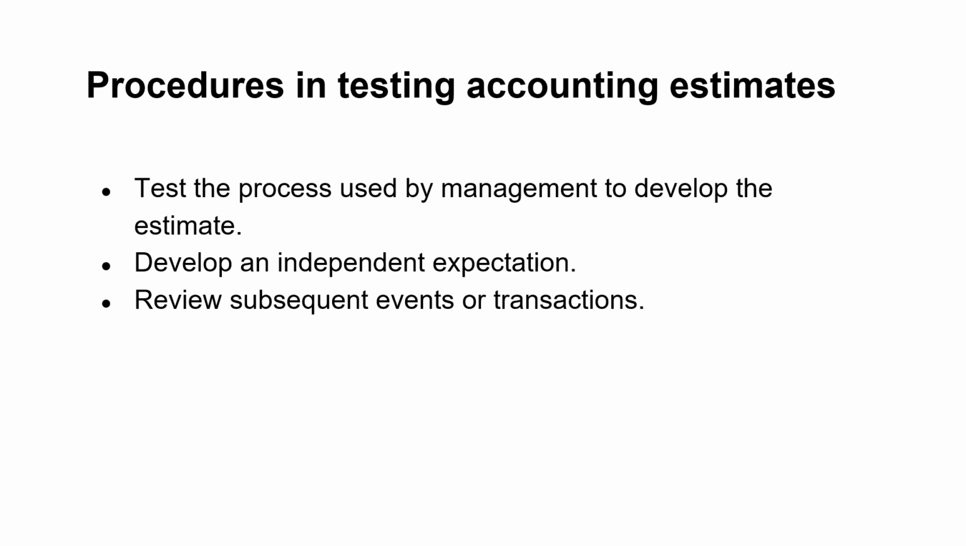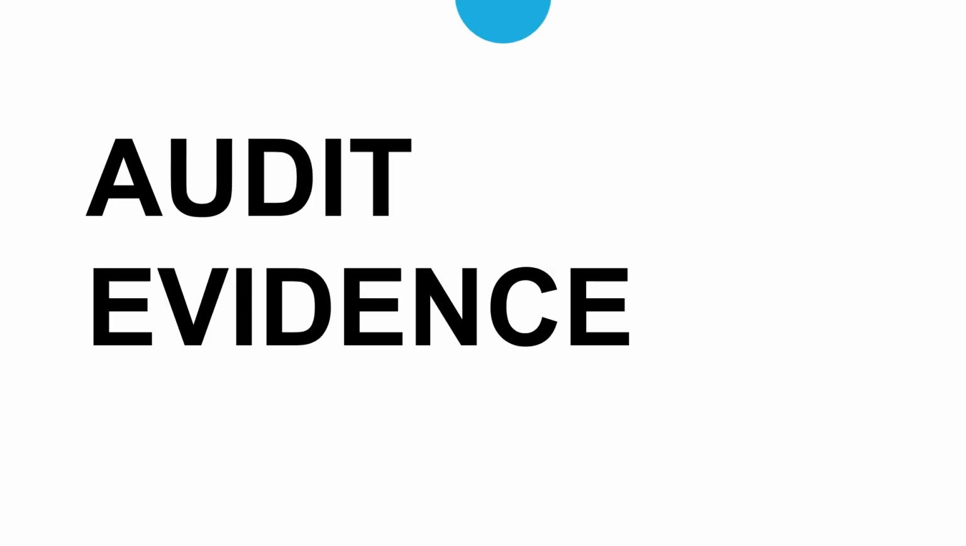Or if you talk about accruals, for example, accrued expenses like accrued utilities, in order to test that, you could always look at the subsequent actual payment of the utilities that were accrued. Okay, so that is what we mean by review subsequent events or transactions.